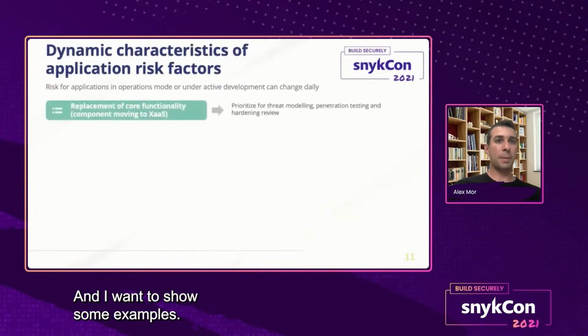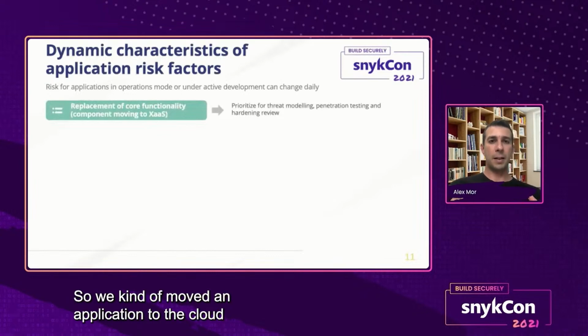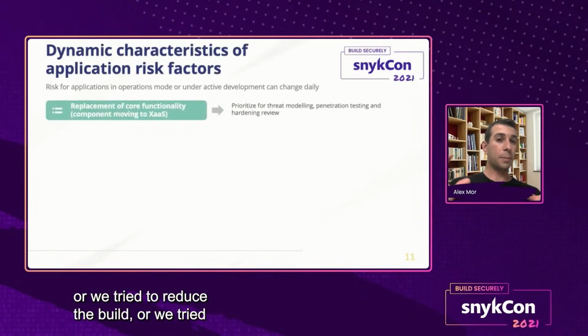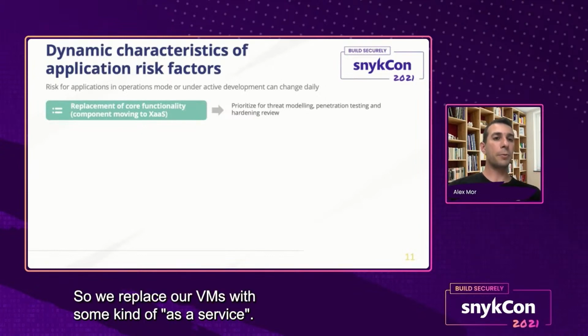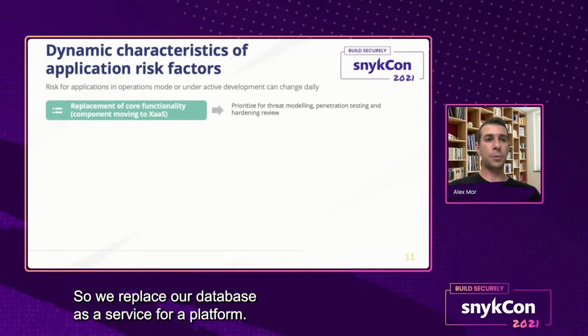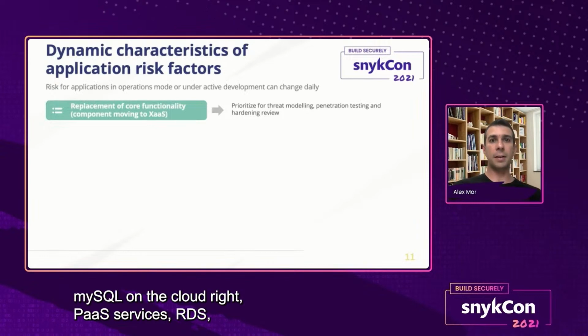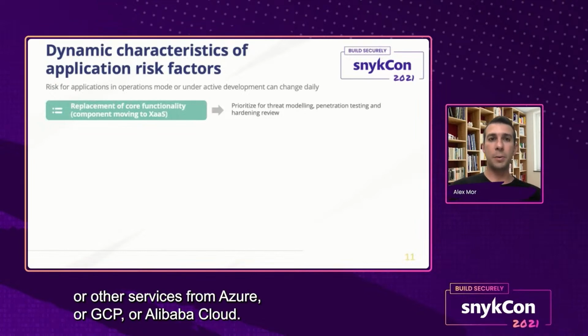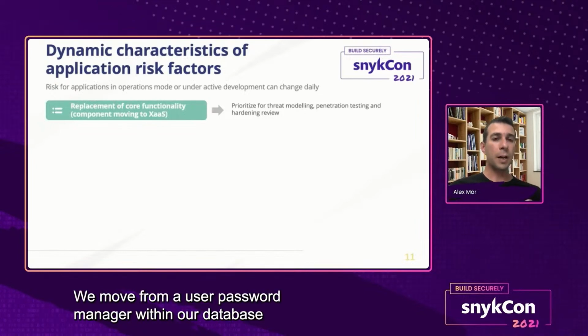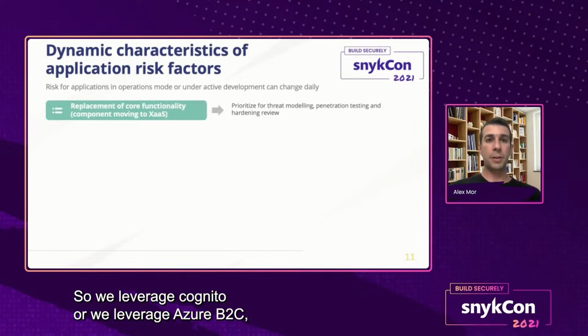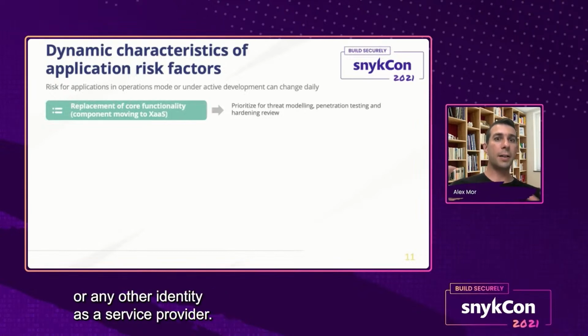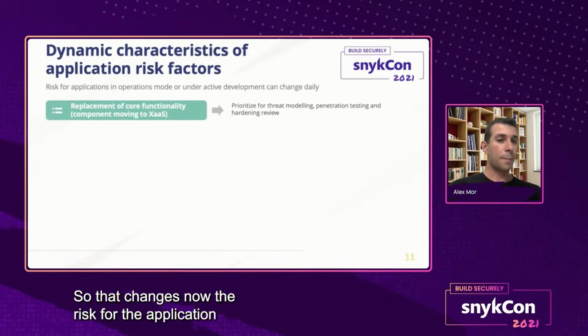And I want to show some examples, right? We move an application to the cloud, or we try to reduce the cloud bill. So we replace our VMs with some kind of as a service, right? We replace our database with a platform service, MySQL on the cloud, RDS, or other services from Azure or GCP or Alibaba Cloud. We move from user passwords managed within our database to identity as a service. So we leverage Cognito, or Azure B2C, or any other identity as a service provider. That changes the risk for the application, for the better, for the positive.